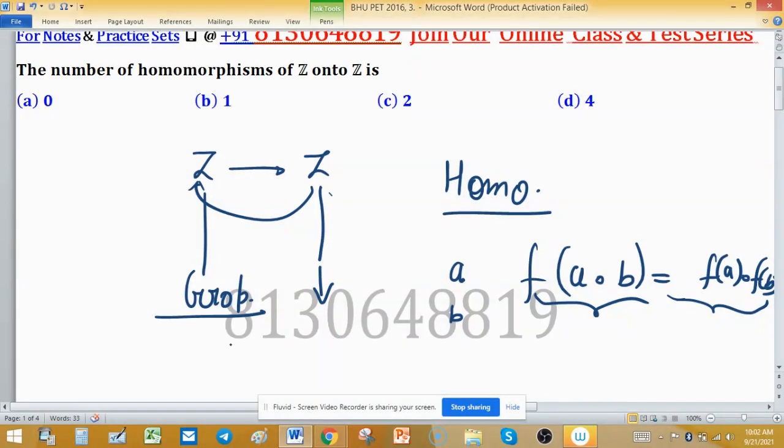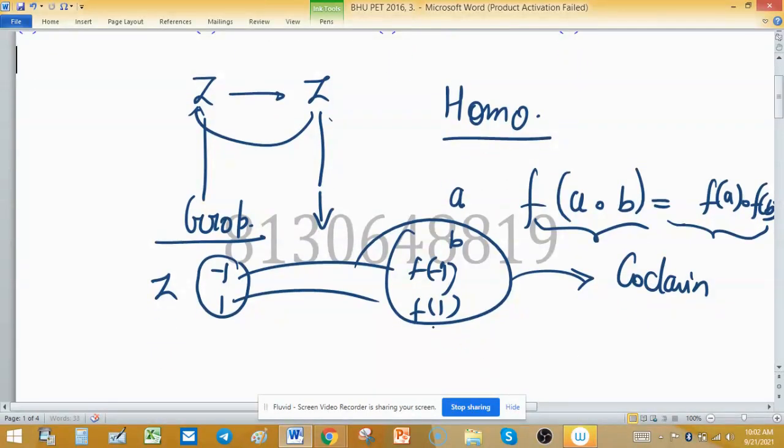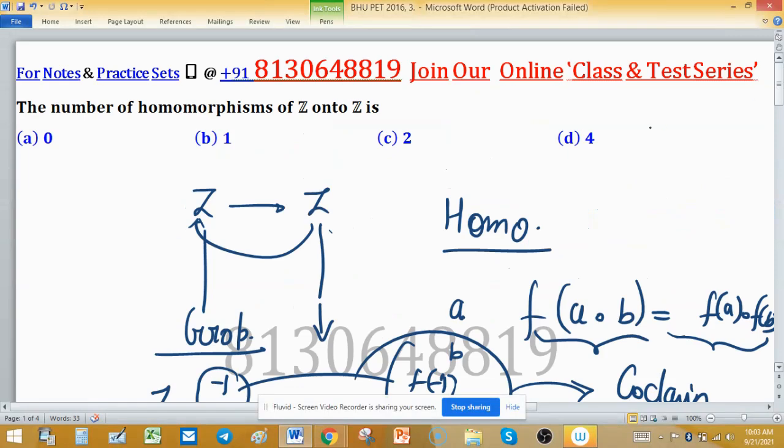For onto, as we know that 1 and -1 are the generators of Z, then the image, f(-1) or f(1), must be the generator of the codomain. For this, we are seeking the pre-image of f(-1) and f(1), meaning 1 and -1, which are generators of Z. So there are only two homomorphisms. So option C is correct.